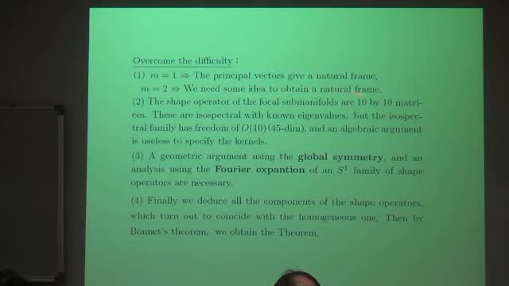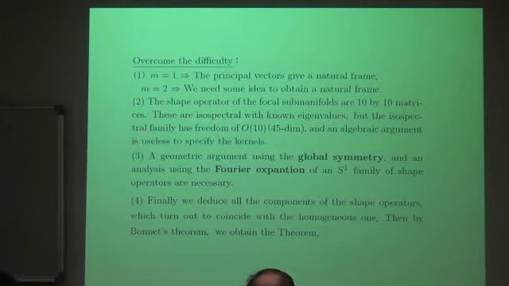So how to choose a natural frame? This is a big problem, and it took me several years to find a natural frame. Then with respect to a natural frame, we can express the shape operator of the focal submanifold. And this is a 10 by 10 matrix. And as I said before, this family of matrices has constant eigenvalues, so we call it isospectral.